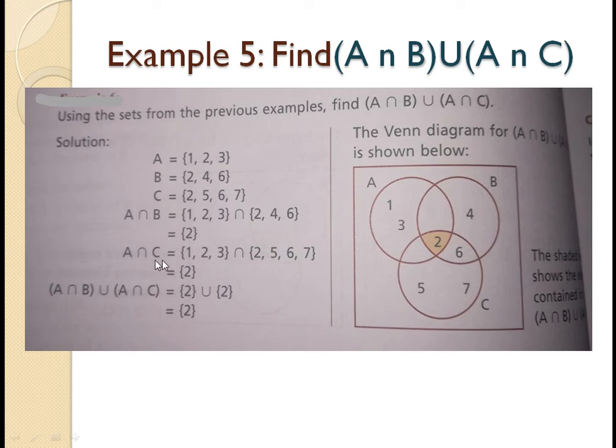Okay, A intersection C: {1, 2, 3} intersection the value of C. Intersection means find the common. 2 is the common, so here we have a common. Whatever the answers are here and here, we have to union them. In brackets, we write the answer 2 union 2. The answer is 2. The diagram is the same, but the answer is 2, so we are shading only 2.